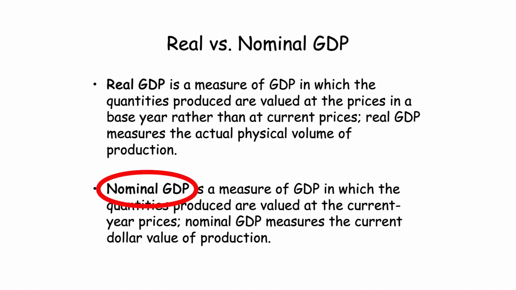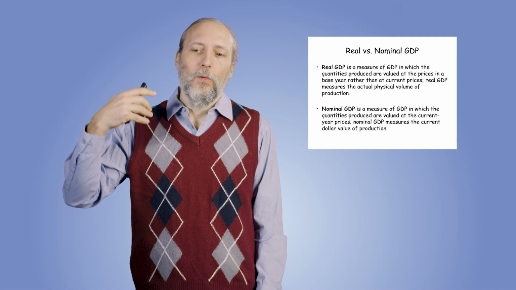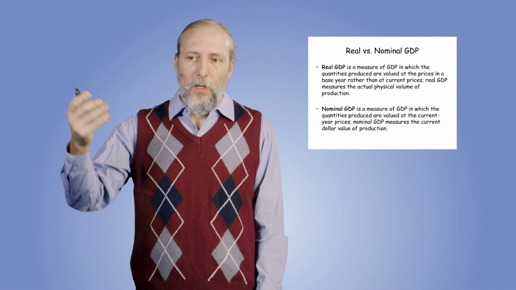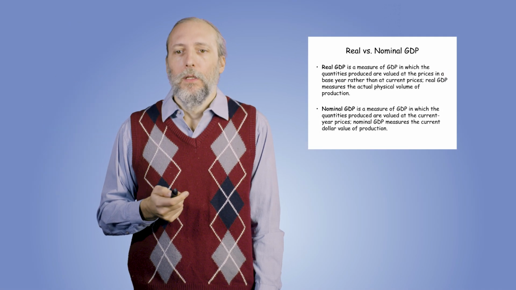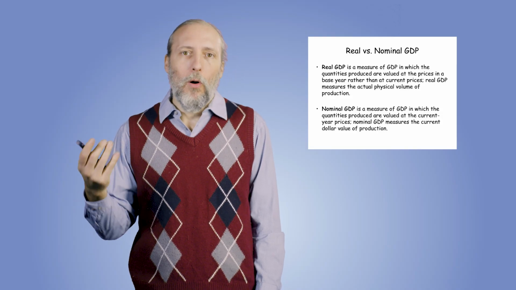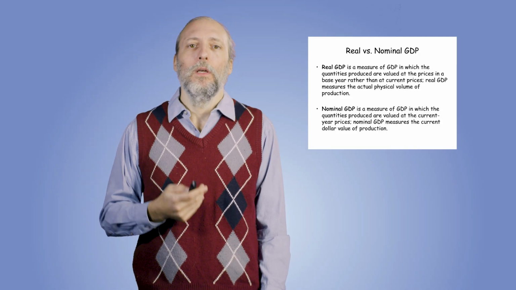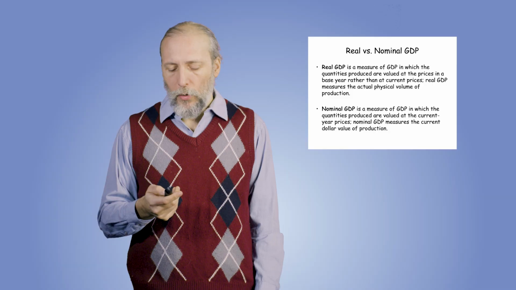Nominal GDP, on the other hand, is measured in what is sometimes called current dollar value, or current dollars for short. It is measured with same-year prices, so the actual prices. So nominal GDP will have both price and quantity effects. Real GDP only has quantity effects.